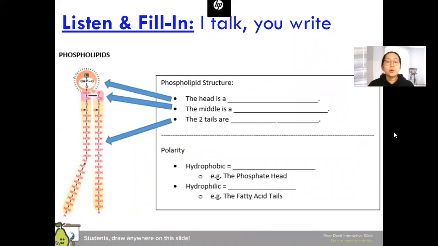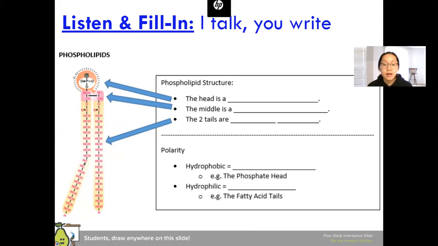So you're going to use your drawing tool and draw text boxes to fill in as I talk. The phospholipid structure is: the head is a polar phosphate group. The middle is a glycerol. The two tails are fatty acids.